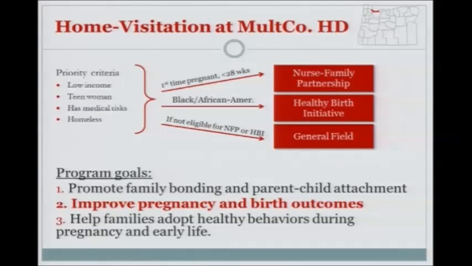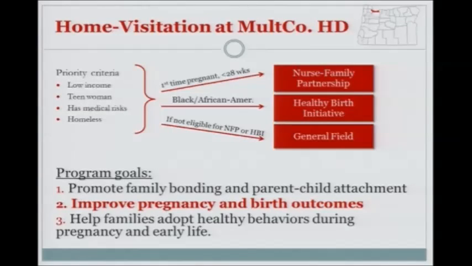They had a home visiting program where there were several different ways you could get into the different home visiting programs, so the eligibility criteria were different. For Nurse-Family Partnership, it had to be your first pregnancy, or less than 28 weeks gestation getting in. The Healthy Birth Initiative really targeted Black or African American women. If you weren't eligible for one of these other two programs, but you were in a priority population, so low-income, teen, medical risks, homeless, then you went into this more general field type home visiting. So she wanted to look at home visiting as a whole, for one of the goals, which was improving pregnancy and birth outcomes.